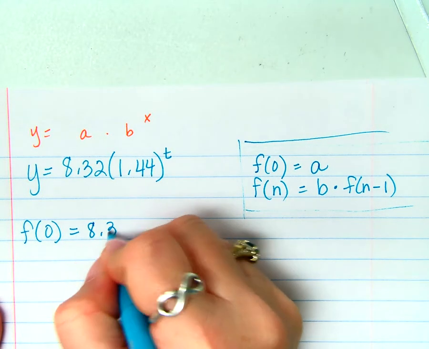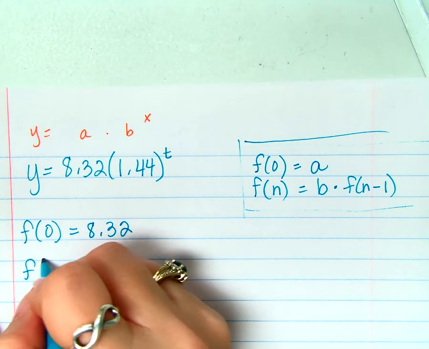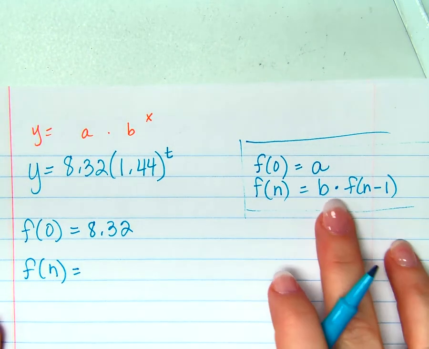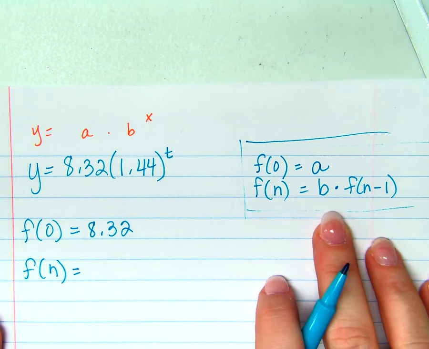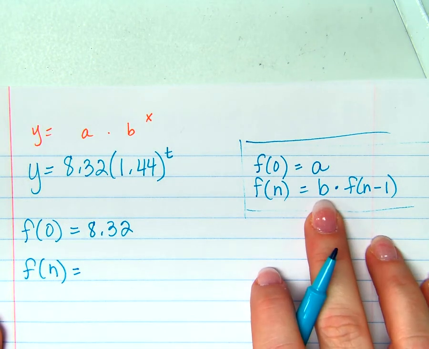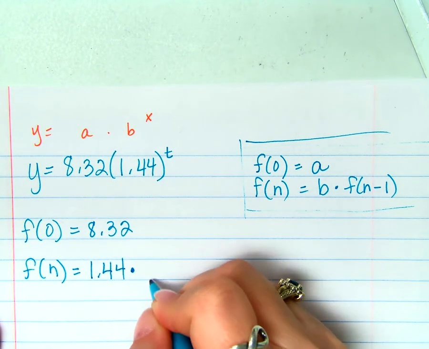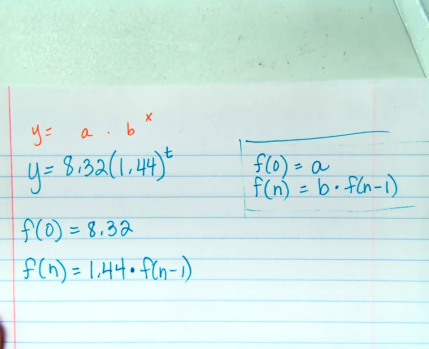0.32, perfect. What about f of n? What do we know for sure over here? We know the b, don't we? What is the b? 1.44 times f of n minus 1. And then I'm done. That's it.